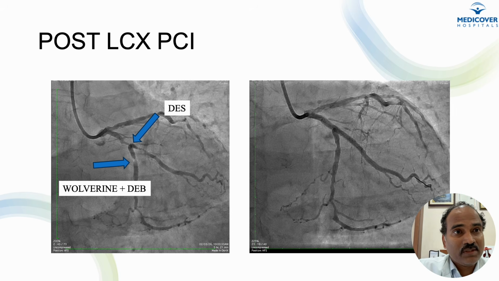This was the lesion which was handled in the index procedure. We stented from LCX to OM, and in this lesion we did a cutting balloon followed by a drug-eluting balloon. We had a good result under IVUS with less than 30% area stenosis. That's why we just did DEB and left it.